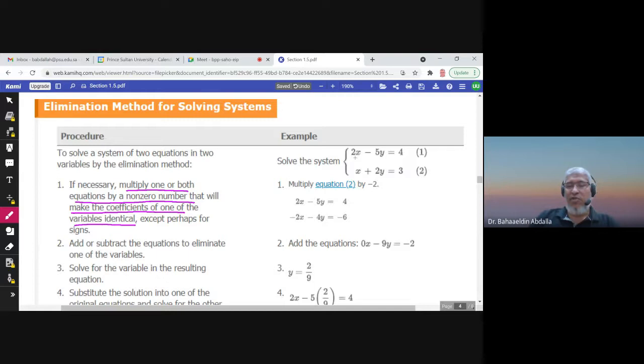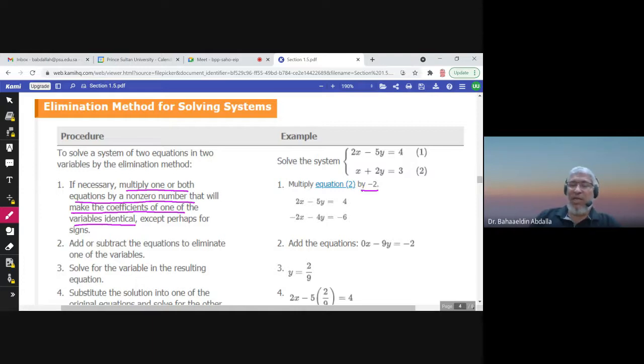So for example, if you look at the coefficients of x, we have 2 and 1. This is the original equation. And here we have -5 and 2. Well, it is easy to multiply the second equation by -2, and then we will have 2 and -2 as coefficients of x. So coefficients of x would be identical except for the sign. If you want to make coefficients of y identical, you have to multiply -5 by 2 and 2 by 5. So you will multiply the first equation by 2 and the second equation by 5. And that's more work than multiplying the second equation only by -2.